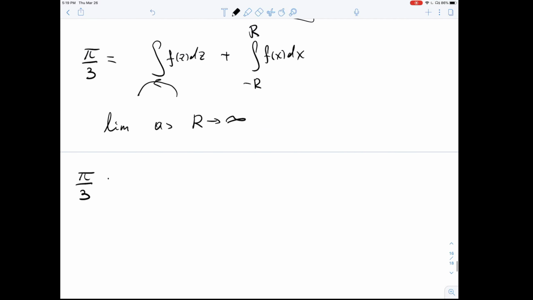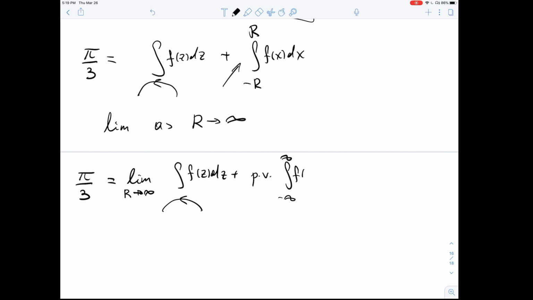Okay, so hopefully this will be true. So the limit of this, and remember that this arc depends on R, plus the principal value. Okay, because when I put the limit right here, I get exactly the principal value.